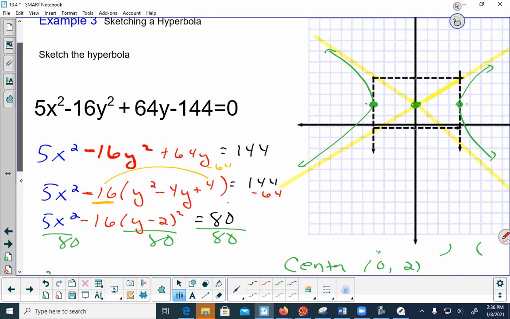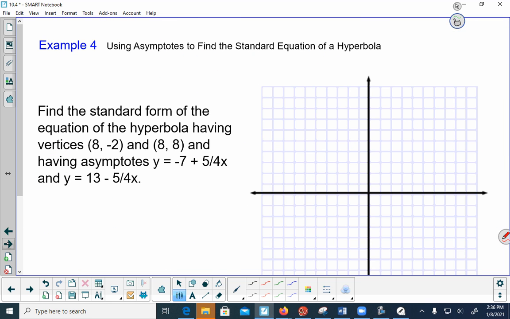So now I'm moving on to number 4. Number 4 says use asymptotes to find the standard equation of a hyperbola. So I have this graph here in case I need it. I might need it, I might not, but I'm going to plot what I know. So I know that I have vertices at 8, -2, and then I have another vertex at 8, 8.